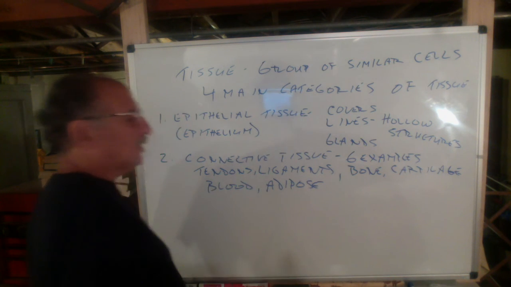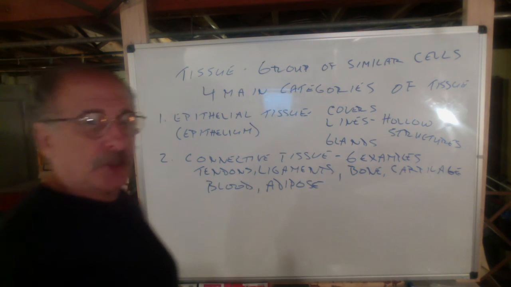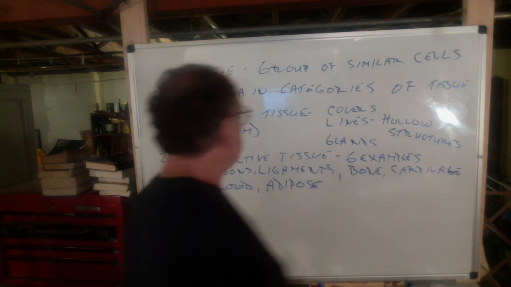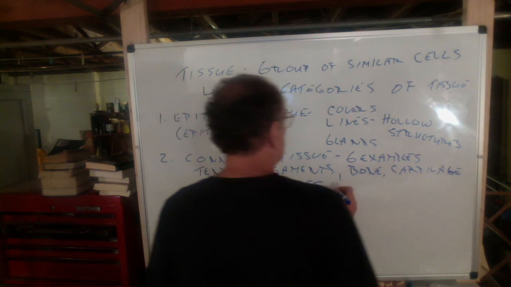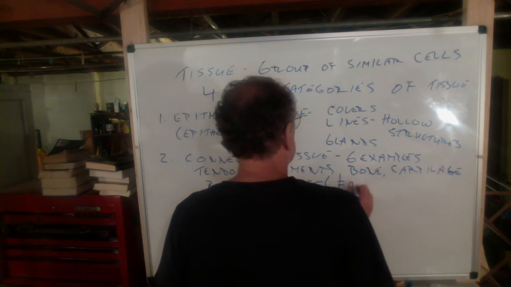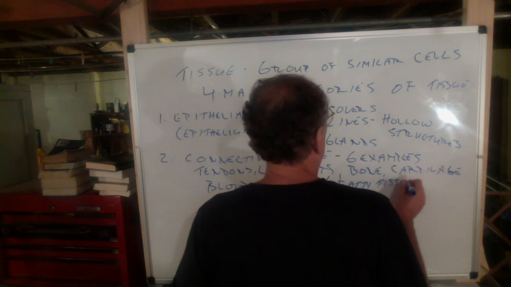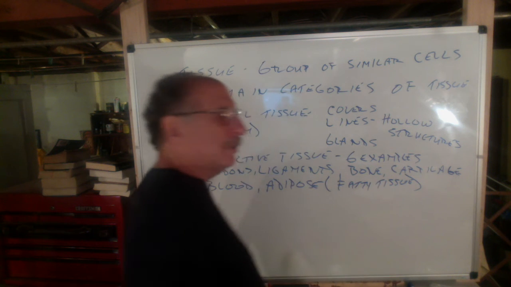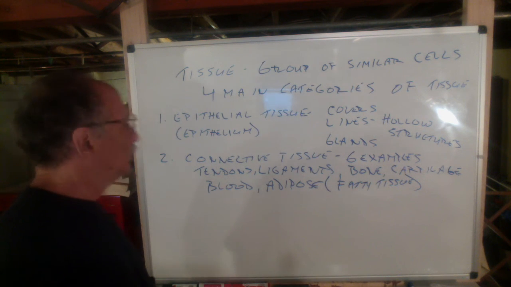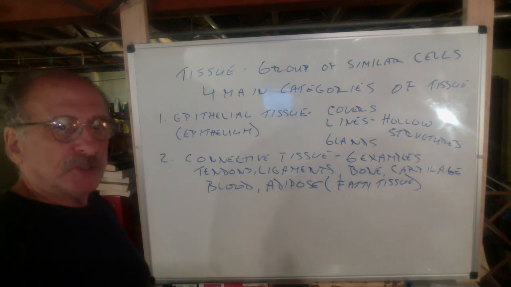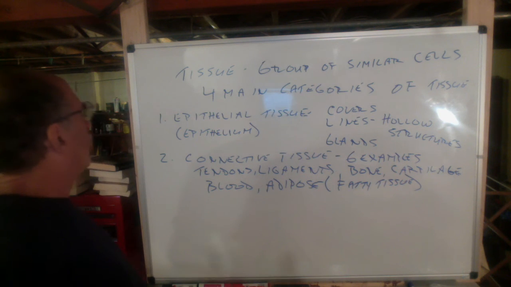Adipose tissue. Does anybody know what adipose tissue is? Raise your hand. I can't see you. Adipose tissue is fatty tissue. It would be kind of scary if I could see you. Actually, right now you can see me, and that's kind of scary.